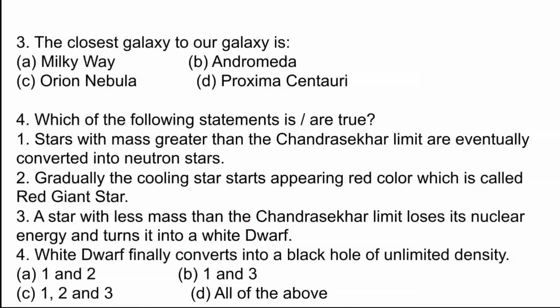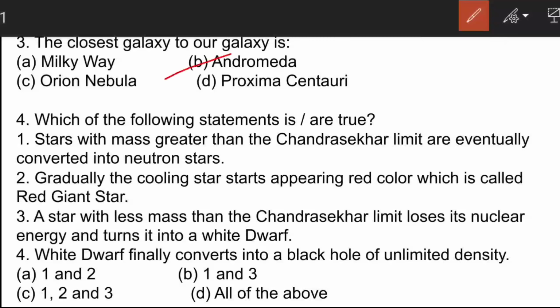The third question is, the closest galaxy to our galaxy is? The correct answer is Andromeda. Andromeda is the closest to our galaxy, at 2.2 million light years. Our galaxy is named Mandakini, which has a spiral shape. A group of stars known as the Milky Way, seen in the night, is a part of our galaxy.